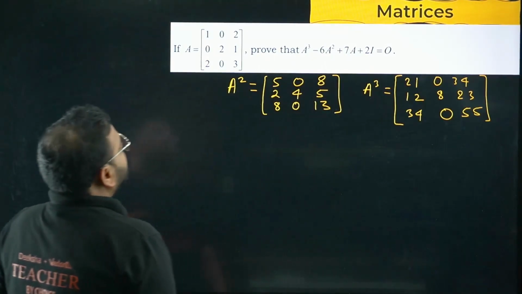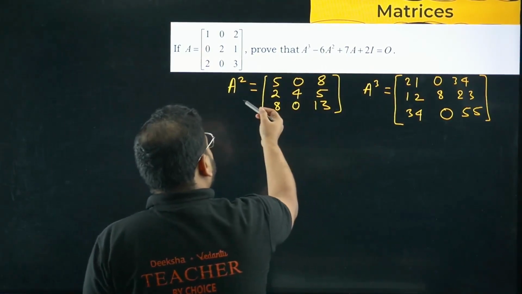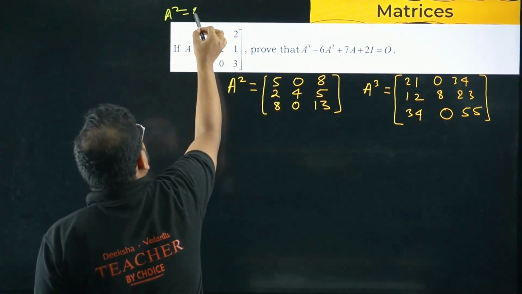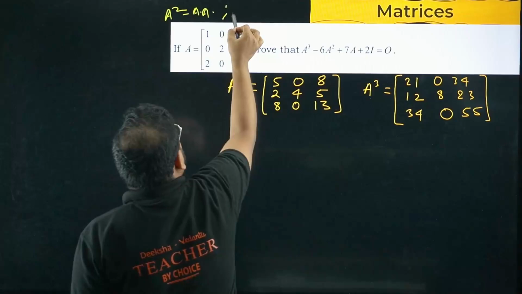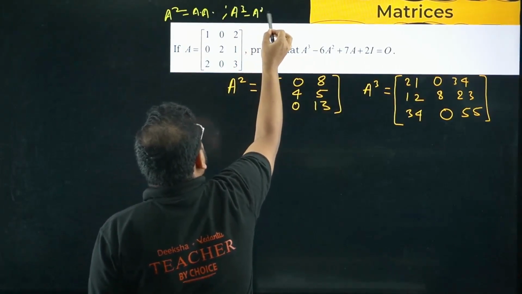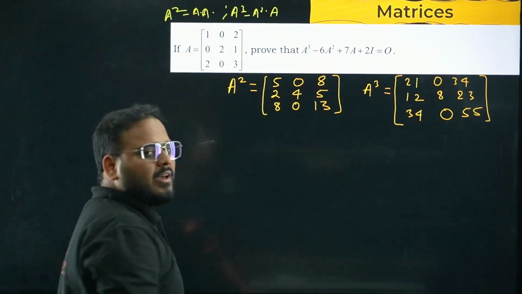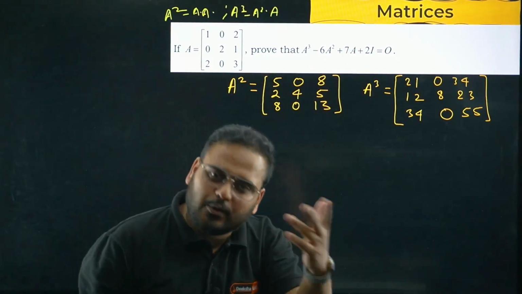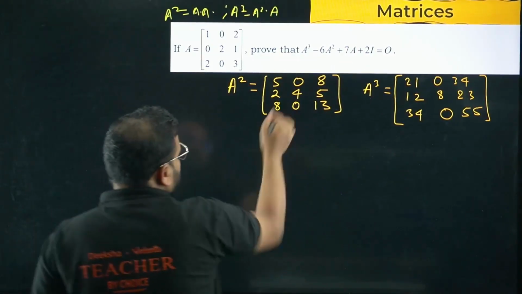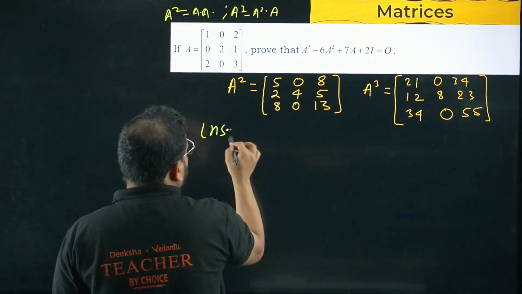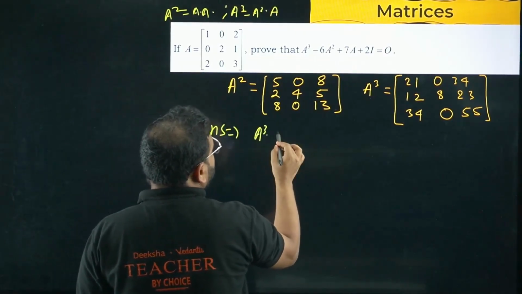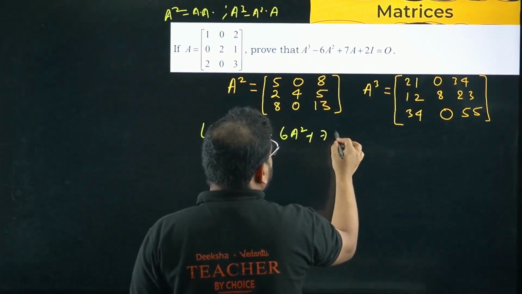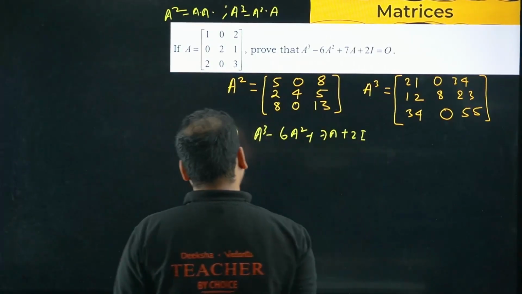Okay, so we'll use this A cube. We have A square. How do you get A square? You get A square as A into A, and you get A cube from A square into A, sir. Simple multiplication only, not difficult. Just taken here to save some time. I know you will do it. So take LHS, sir. What does LHS say? We have A cube minus 6A square plus 7A plus 2I.